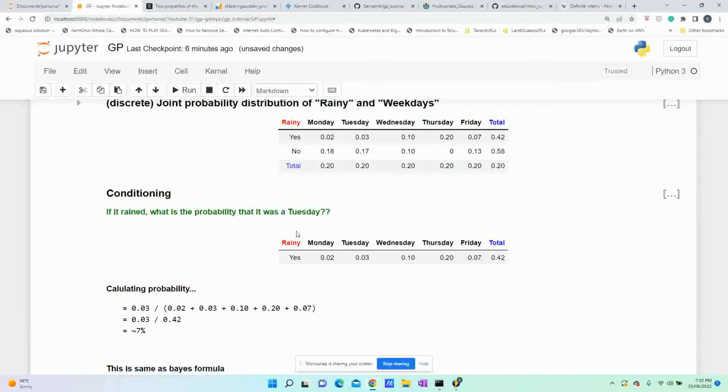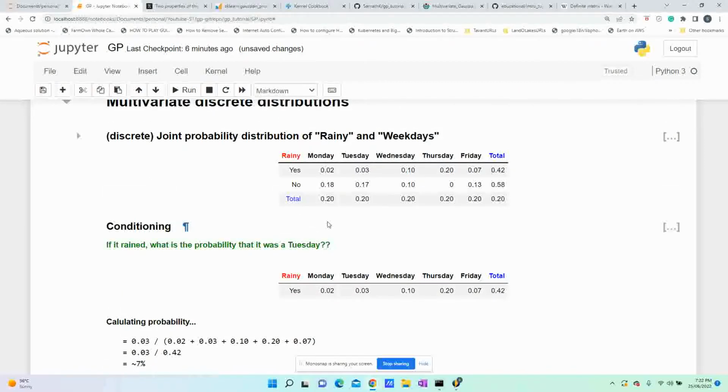And what is conditioning? Suppose that I know that today is Tuesday, and what's the probability that it's going to rain? Now we know that we have to focus on this column alone. We are not interested in this entire table. We are focusing on this column. If it's going to be Tuesday, we know that 0.03 for a Tuesday, and we already know it's Tuesday. 0.20 is already covered. So 0.03 by 0.20 is the actual probability that it could rain, given the fact that today is Tuesday.